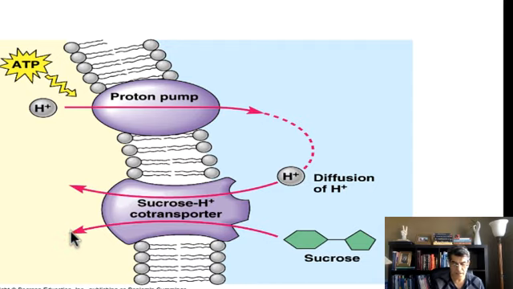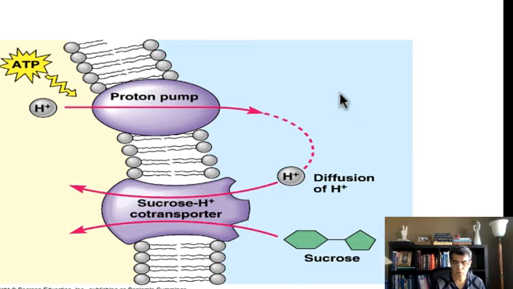Sucrose by itself cannot come inside the cell. Proton by itself cannot come inside the cell, but this pump can move them together inside the cell. This is the cells of a small intestine. When you eat food and your blood sugar goes up, this is the way to bring sucrose inside the cell. Now, here's the idea. If this proton pump doesn't function, what do you think is going to happen?